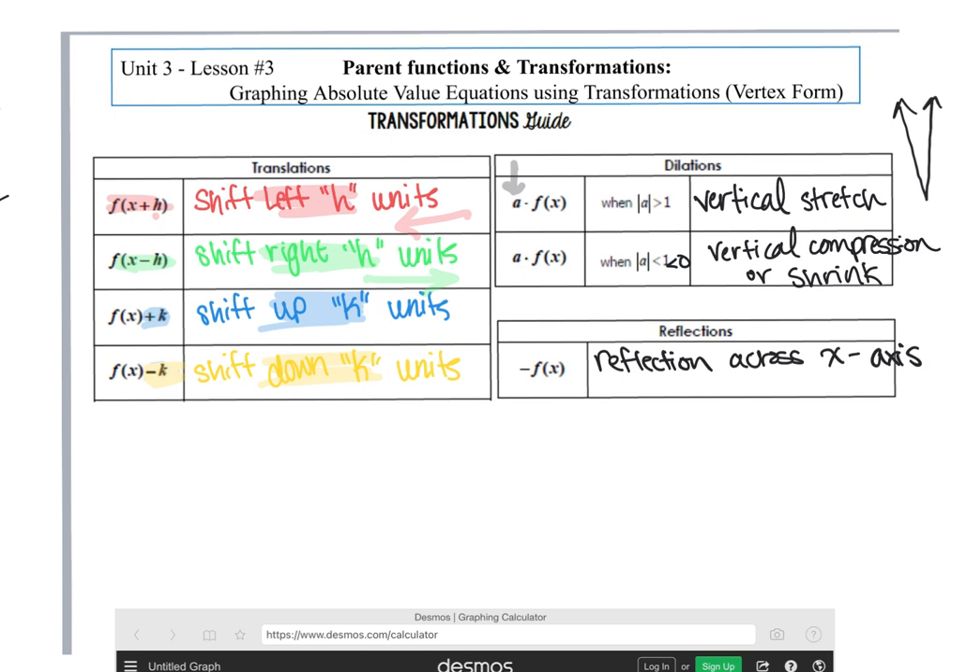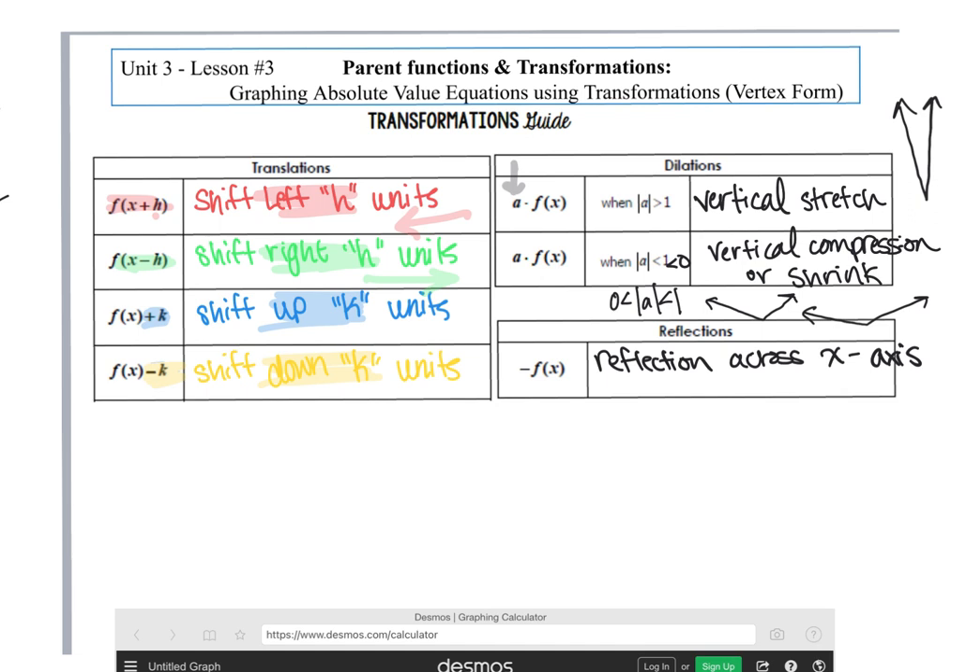Now, if we have a number that is being multiplied into our absolute value bars that is between 0 and 1, so this should have been written as 0 is less than the absolute value of a, which is less than 1, meaning a fraction that is smaller than 1, then we're going to get a vertical compression or shrink. And that means it's been flattened out so that our V's looking something like this, really flat. So that's a vertical shrink or compression. It's getting closer to being more like a flat line than a V.